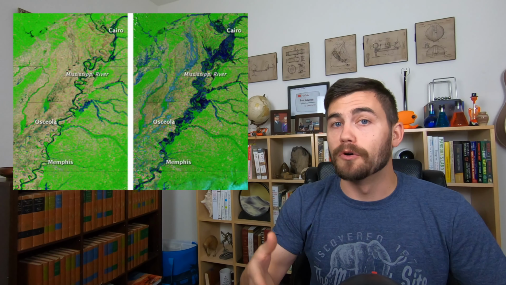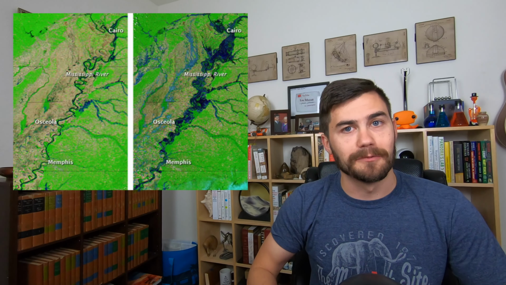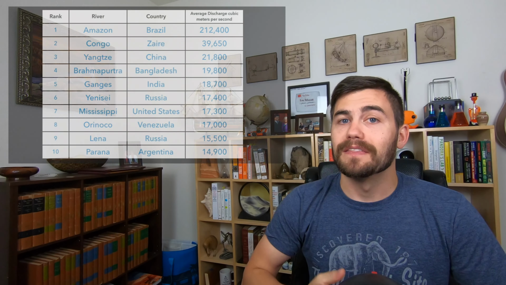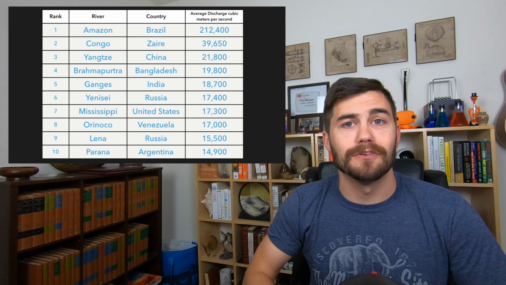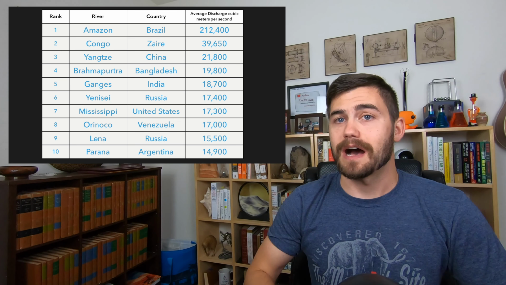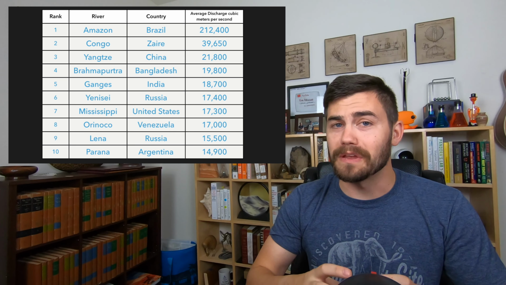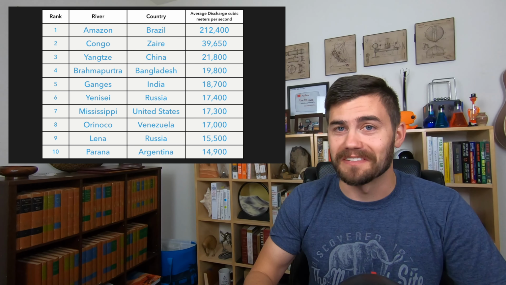Most rivers have more water in them during the spring from rapid snowmelt or seasonal rains. The river with the greatest discharge is the Amazon River. The discharge of the Amazon is 212,400 cubic meters per second. The next 9 rivers on the top 10 list combined only have a discharge of 182,000 cubic meters per second.